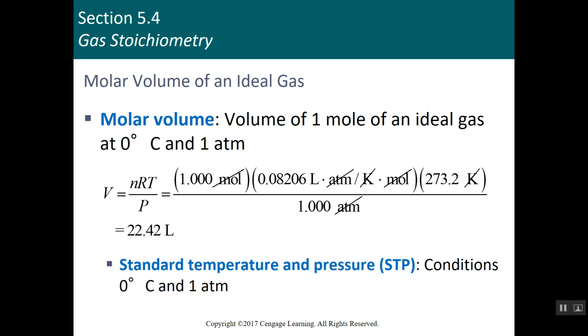1 atmosphere and 0 degrees Celsius, or 273 K, 1 mole of gas is going to have a volume of 22.42 liters. And so we say that the molar volume of gas at STP, which is 0 degrees Celsius and 1 atmosphere, is 22.42 liters. This is an important number to note, because when we do these gas stoichiometry calculations, once you calculate moles, you can take it times 22.42 liters to determine volume if you are at STP.